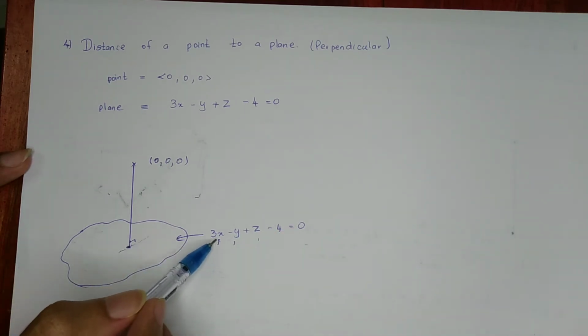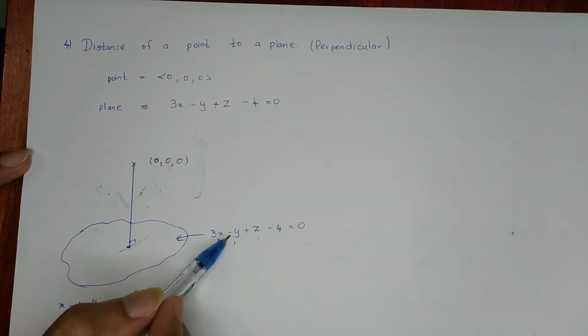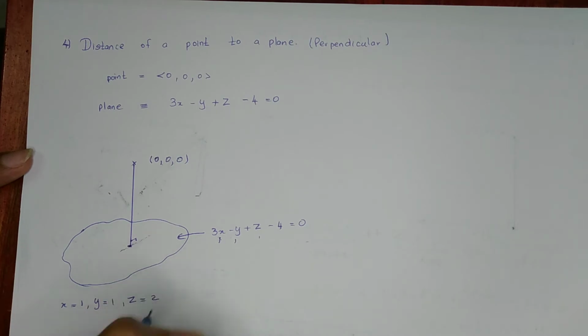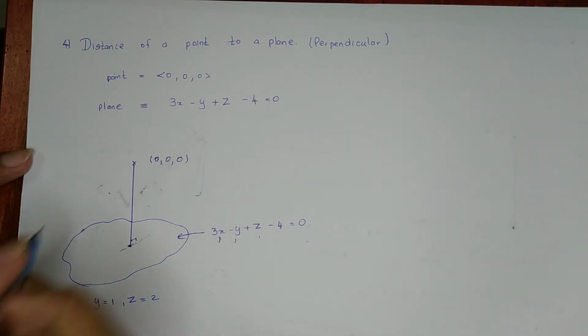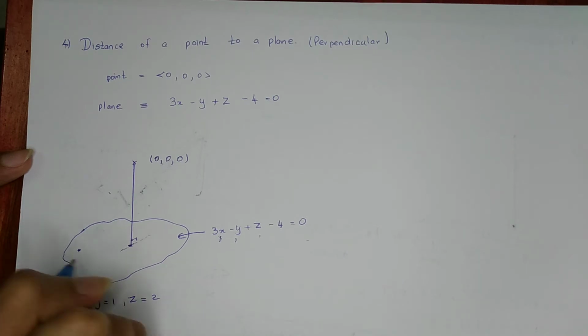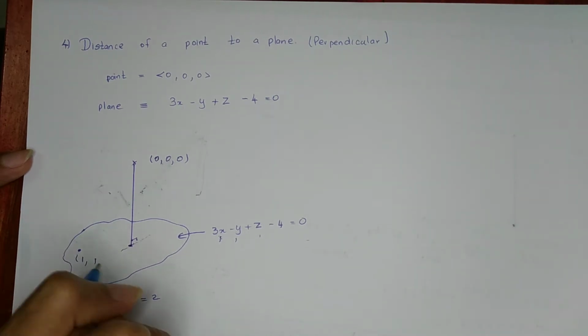So if I substitute here, 3 minus 1 plus z minus 4 equals 0, so z is going to be 2. Now I got a value for a point, but I actually don't know where that point is, so I'm going to mark it like this. It's going to be 1, 1, 2.